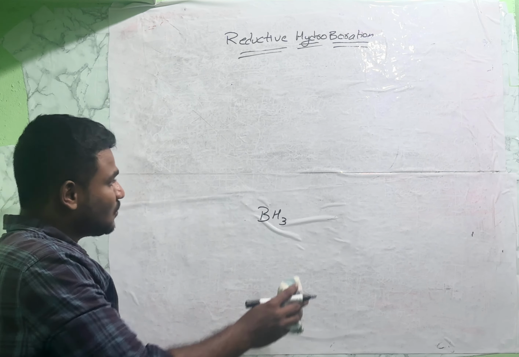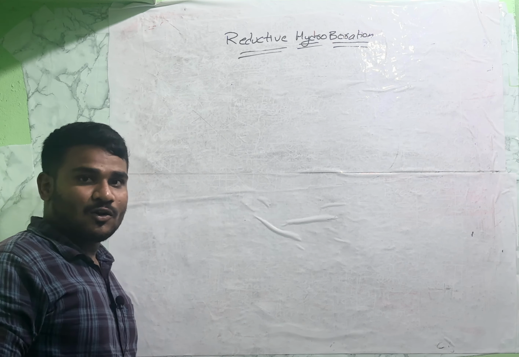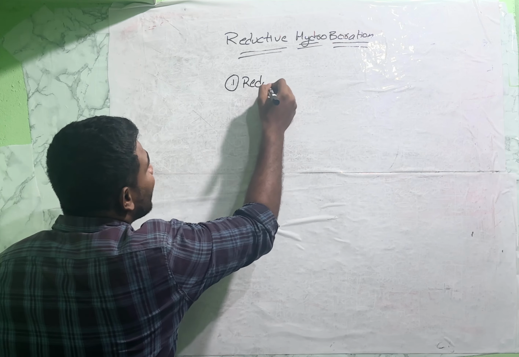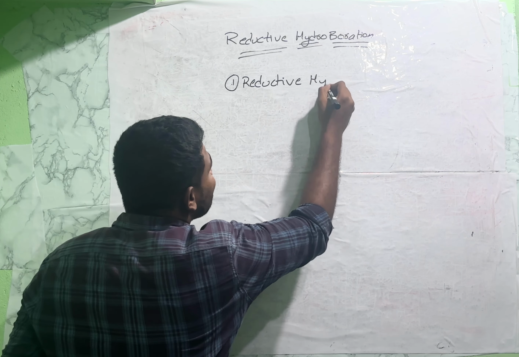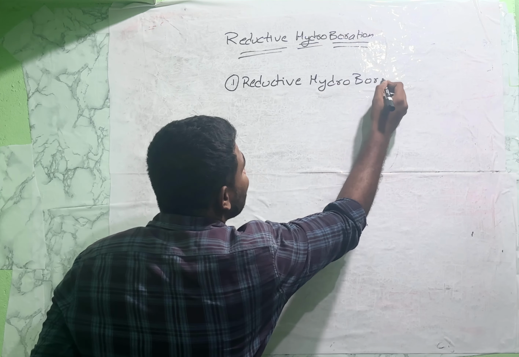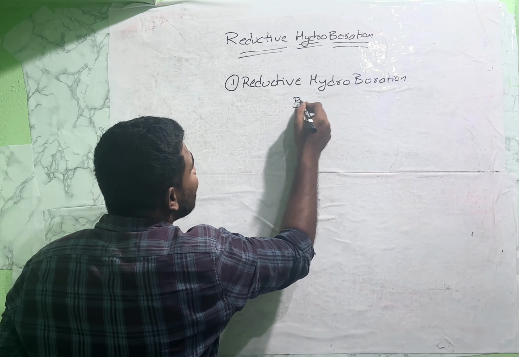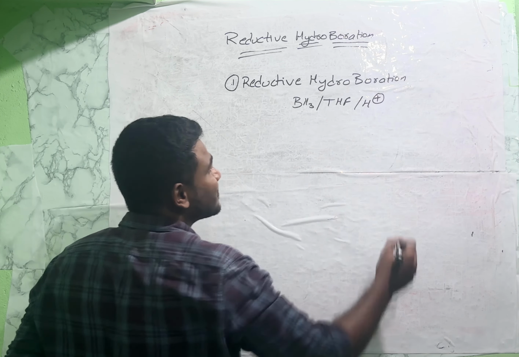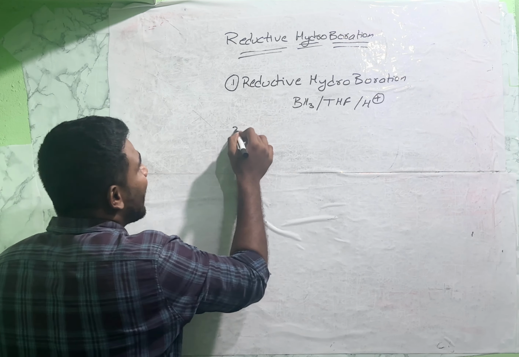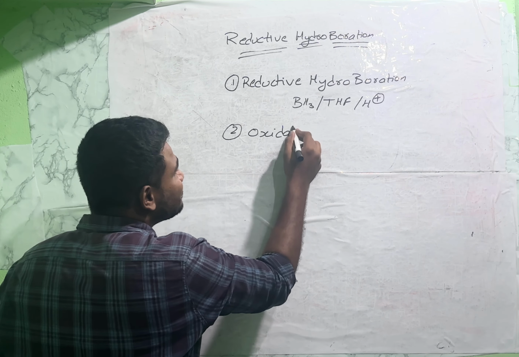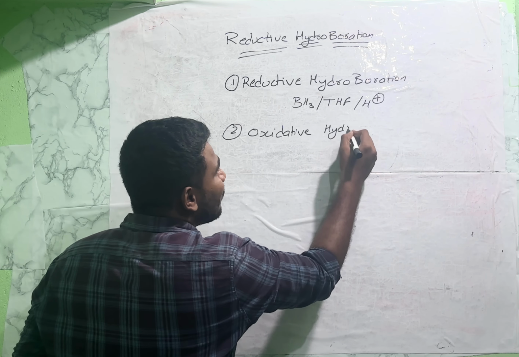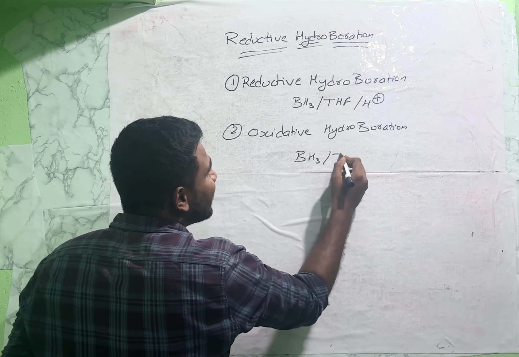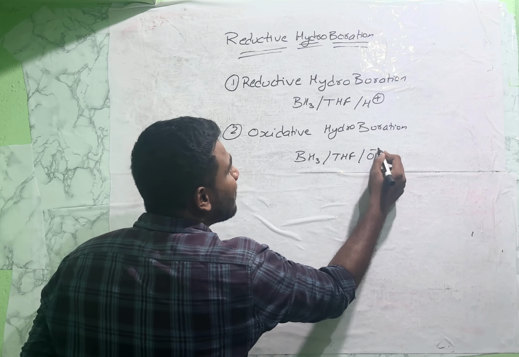Let's see the mechanism, how it is. In hydroboration there are two types. One is reductive hydroboration, that is BH3 in the presence of THF, in the presence of H plus. And what is oxidative hydroboration? Oxidative hydroboration: the reagent is BH3, THF, OH minus.